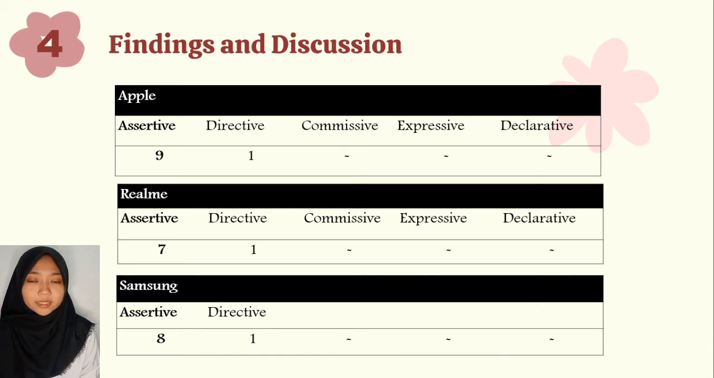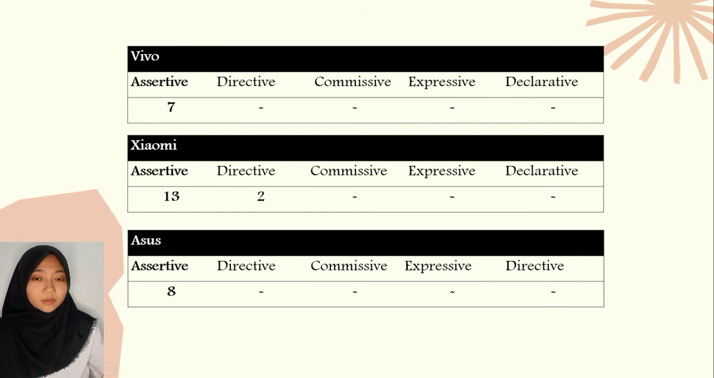Chapter 4, Findings and Discussion. Based on the analysis, the researcher found there are 82 data, 74 data refer to assertive, and 8 data refer to directive. In Apple advertisements, there are 9 assertive and 1 directive. In Realme, there are 7 assertive and 1 directive, while in Samsung, there are 8 assertive and 1 directive. And in Vivo smartphone advertisements, the researcher found assertive only, with 7 data.